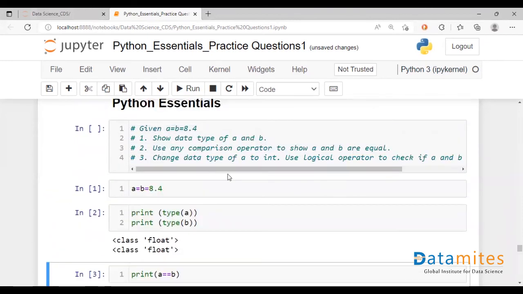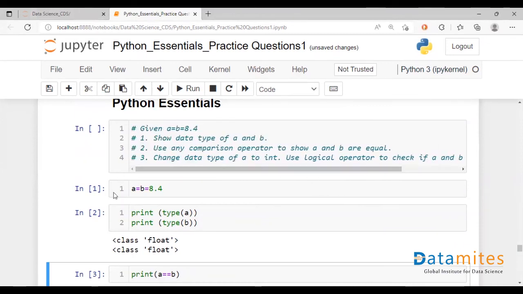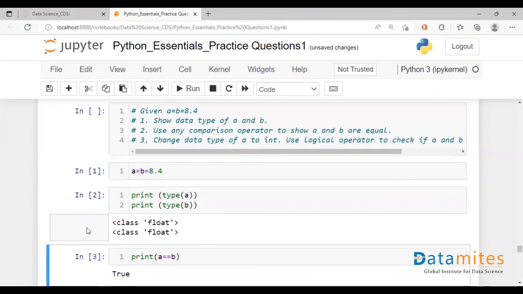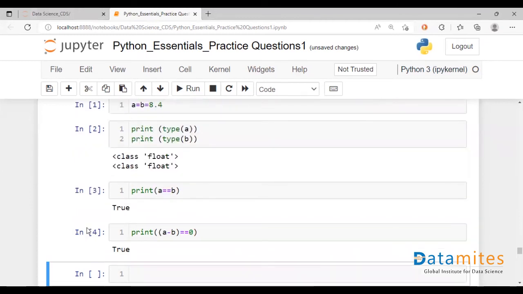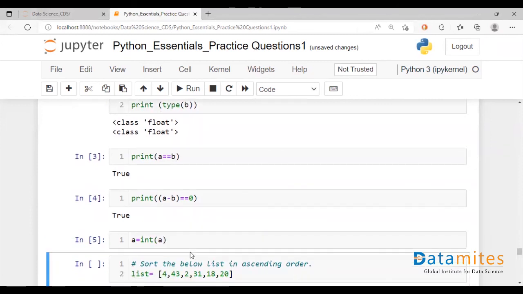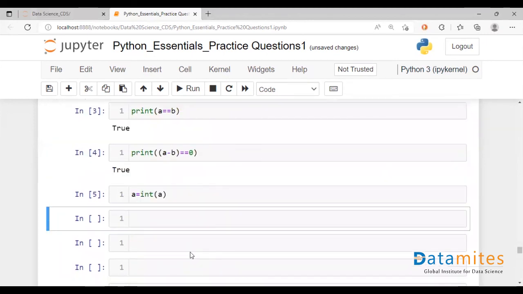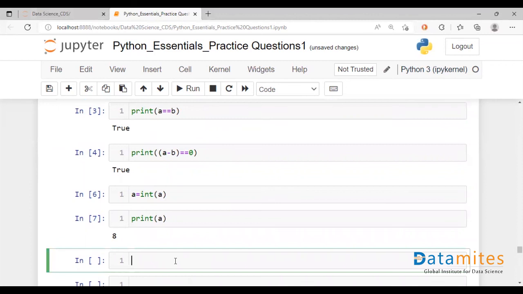All right. So the last part of our question is changing the data type of A to integer and finding out if the two variables A and B are still equal, right? So we just equate A to int of A. This is the forced form of typecasting. We're changing it to an integer, right? So if we run this and print the value of A, we're getting 8.